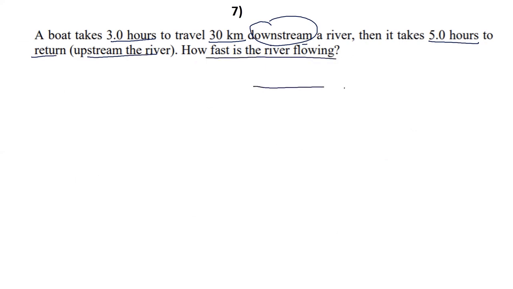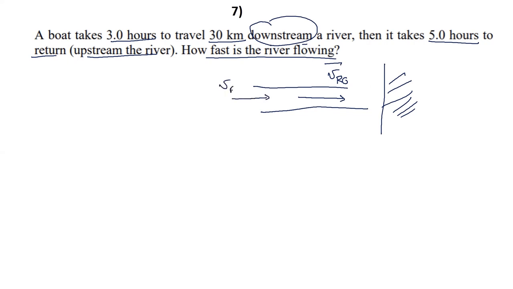Let's draw. This is my river. This is the sea. You know that rivers go to the sea. So let's say the river is going from the mountain toward the sea. And this is the velocity of the river with respect to the ground. Now downstream means what? I'm going in the same direction. So the velocity of the boat with respect to the river is going in the same direction as the velocity of the river with respect to the ground.